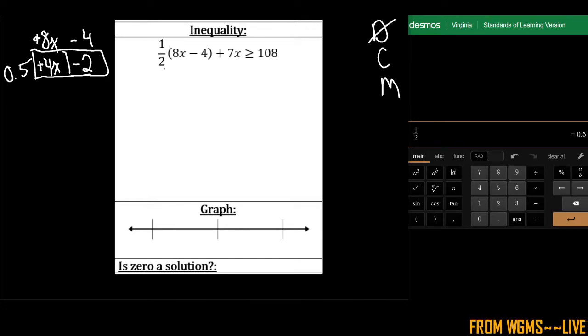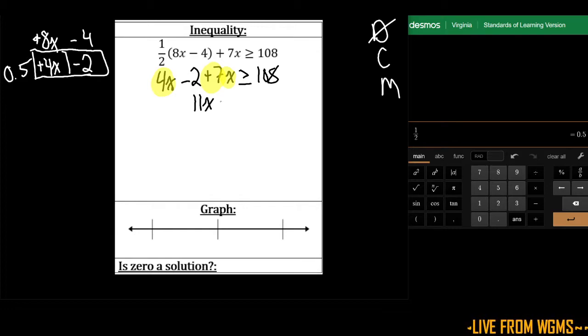And so now I have this. I have 4x minus 2 plus 7x is still greater than or equal to 108. Now I need to combine like terms. I know that I have a like term of 4x and 7x, and so I can combine those together to be 11x. And then the rest stays the same. So I bring down that minus 2, and I say that's greater than or equal to 108.